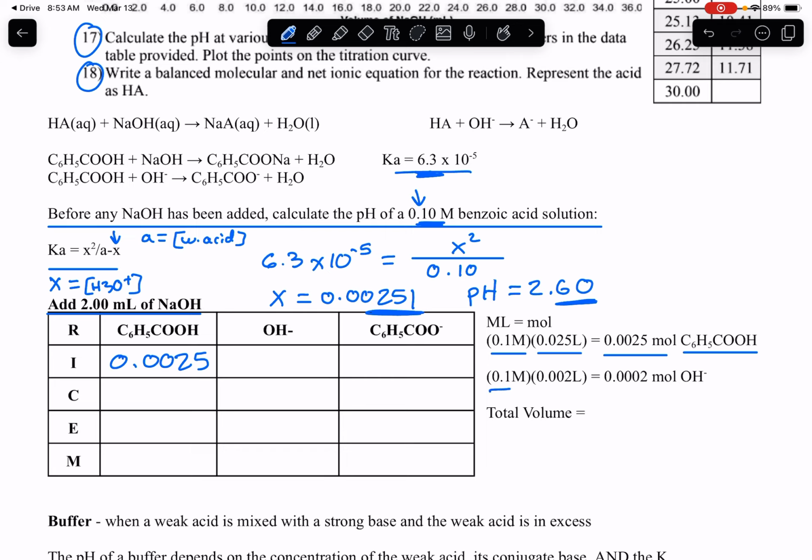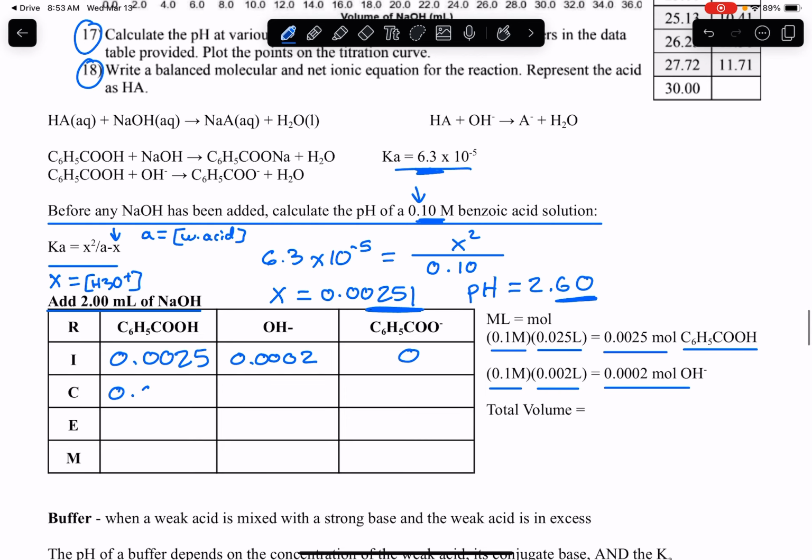So then we have 0.1 molarity of the sodium hydroxide given in the problem. We have now added only 2 milliliters or 0.002 liters to give us this many moles of hydroxide that's coming from the sodium hydroxide. And we have 0 of the conjugate base initially because this is on the product side. Then the change row is going to have to be the sodium hydroxide number because that is the limiting reactant. So we're going to fill this in here. We have 0.0002. This is a subtraction sign here. And then we're going to add 0.0002.